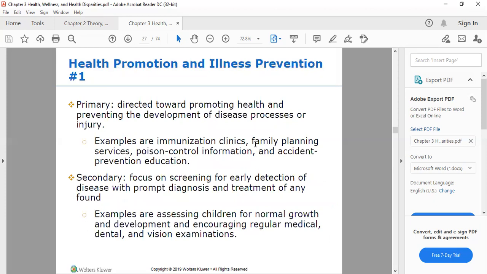Health promotion and illness. So you guys should be familiar with this. So primary is aimed at promoting health and preventing disease. So examples of promoting health would be immunization clinics, family planning, poison control. Secondary health promotion, okay, would be screening for diagnostic tests like mammograms, vision, dental exams, medical exams.